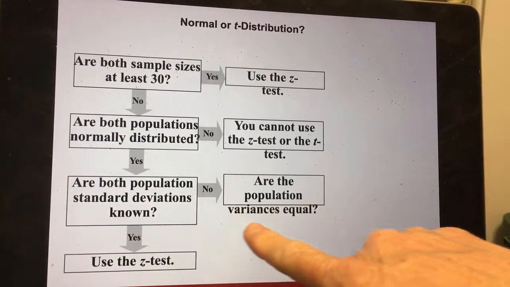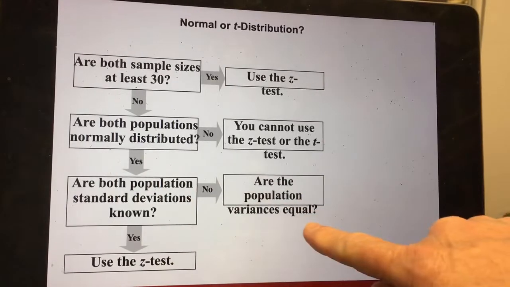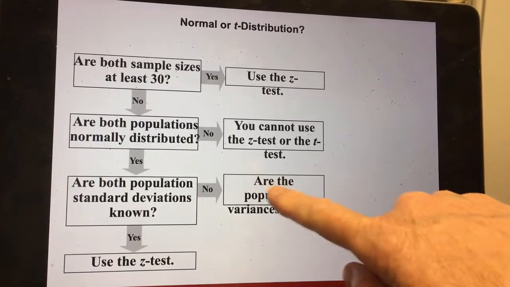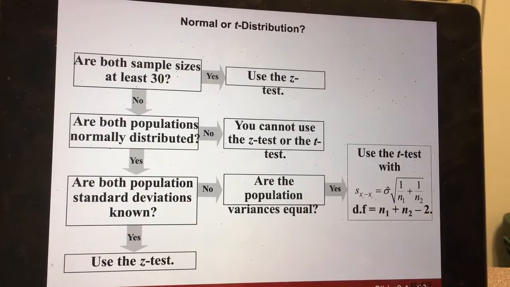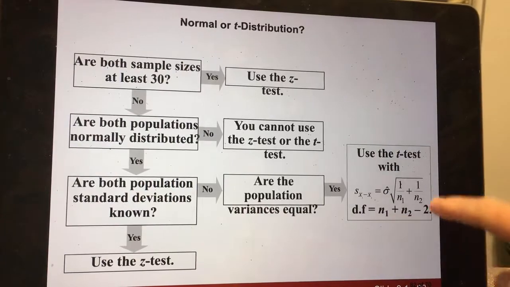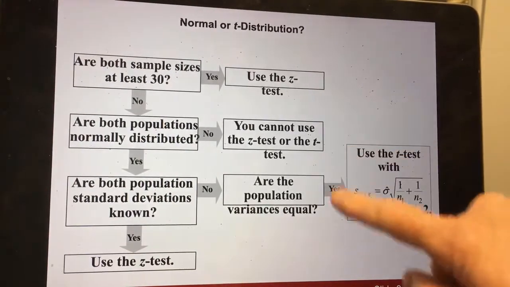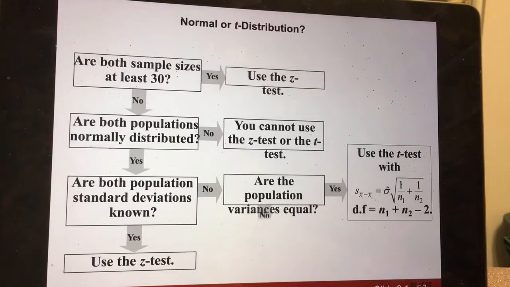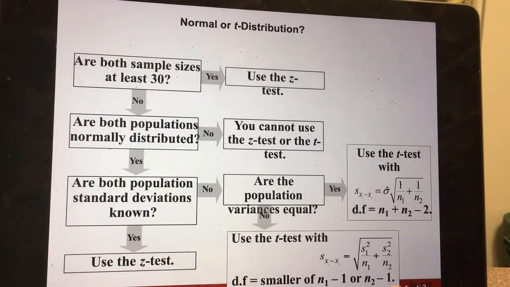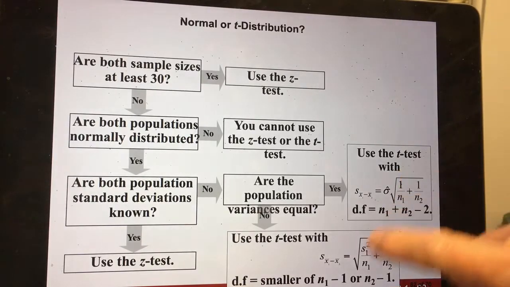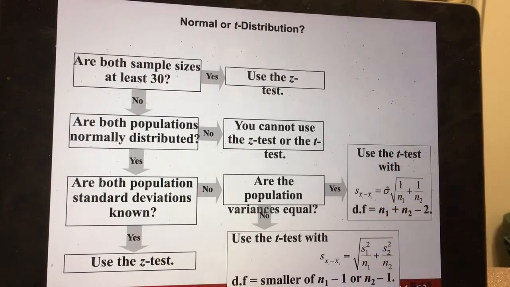If the population standard deviations are not known, we're going to say, can we use the t-test? Are the population variances equal? If they are, then we're going to use the t-test with pooling. If the population variances are not equal, we're going to use the t-test with non-pooled. So basically, these are both using the t-test, and we don't have to do that math. All we have to do is tell it whether to pool or not to pool. So ours is a little bit easier because we're using technology.